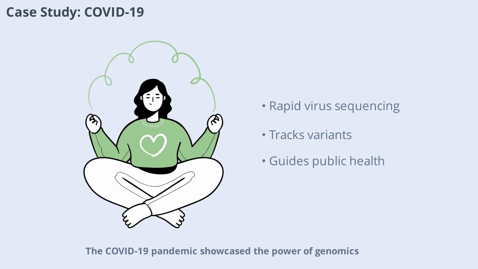The COVID-19 pandemic showcased the power of genomics. Scientists sequenced the SARS-CoV-2 virus within weeks of its discovery, enabling rapid development of diagnostic tests and vaccines. Genomic surveillance continues to track new variants, helping guide public health responses worldwide. This case highlights how genomics can change the course of a global health crisis.